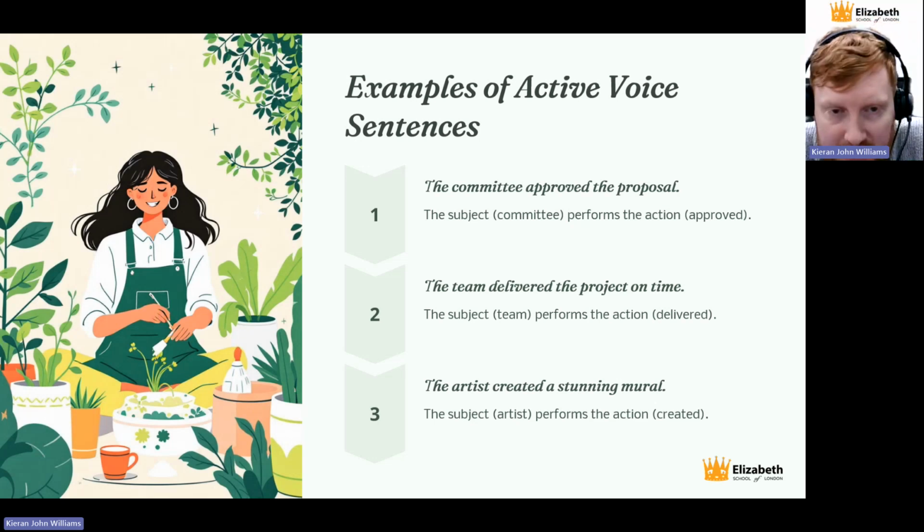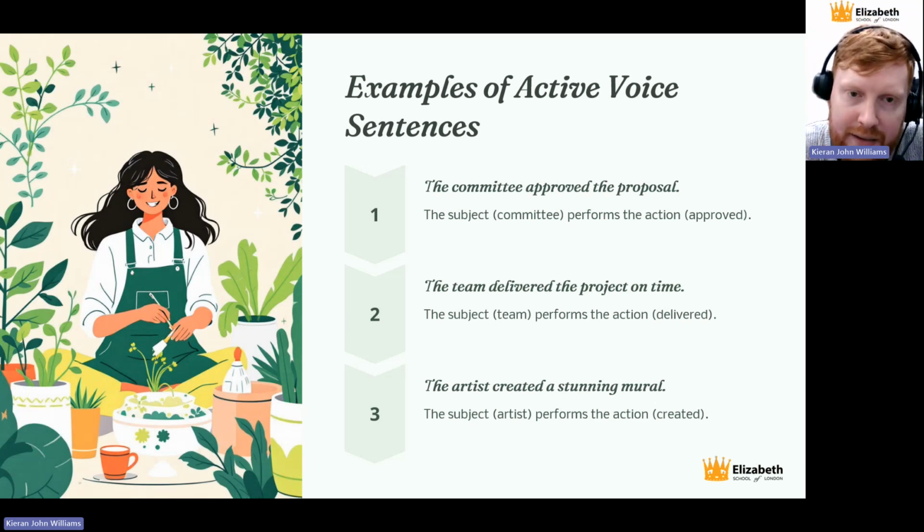Okay, so there's a couple more examples here of active voice sentences. So these should be very simple for you. The committee approved the proposal. Okay, the committee did the action and the action was approving, and the result was the proposal. Okay, the team delivered the project on time, so we know who did it. The team, we know what the action was, delivering it, and we know what the object was, the project.